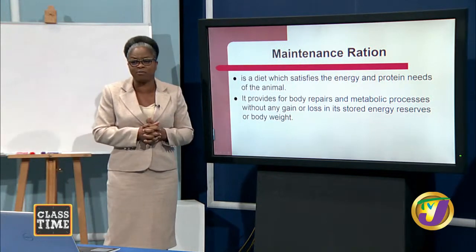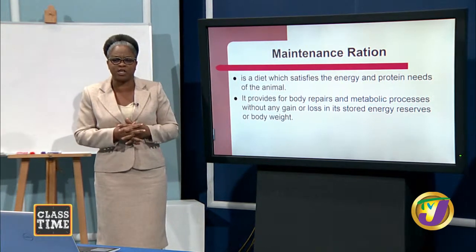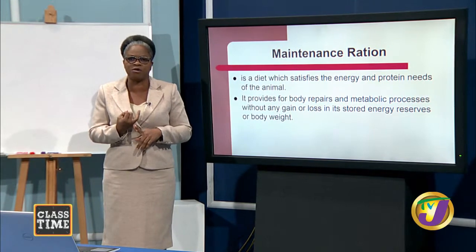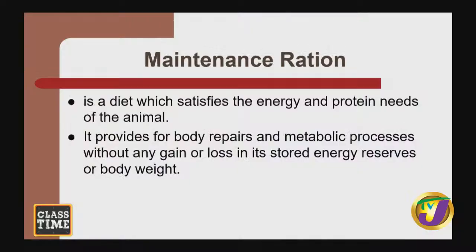Let us now look at types of ration. We have three types of ration: the maintenance ration, the production ration, and the balanced ration. So now we want to look at the maintenance ration. The maintenance ration is a diet which satisfies the energy and protein needs of the animal. It provides for body repairs and metabolic processes without any gain or loss in its stored energy reserves or body weight.